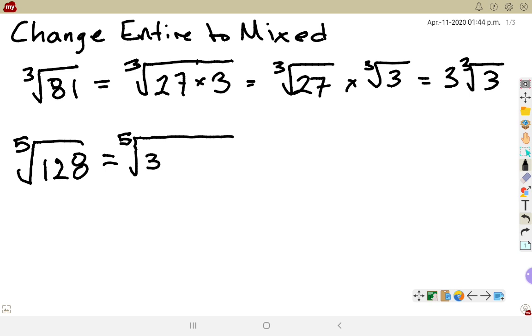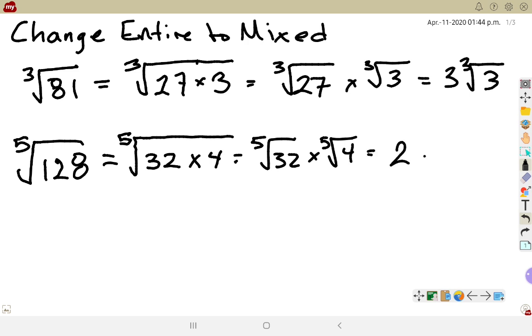So 32 is a perfect fifth because it's 2 times 2 times 2 times 2 times 2. And then my remaining factor would be 4. So I now have the fifth root of 32 times the fifth root of 4. And that's going to become 2 times the fifth root of 4.